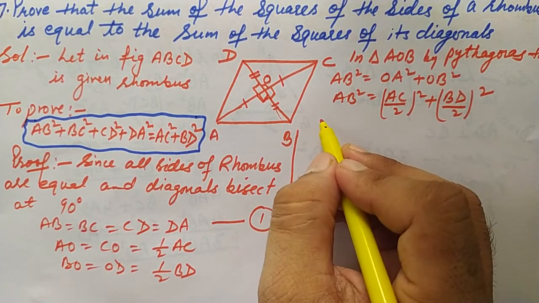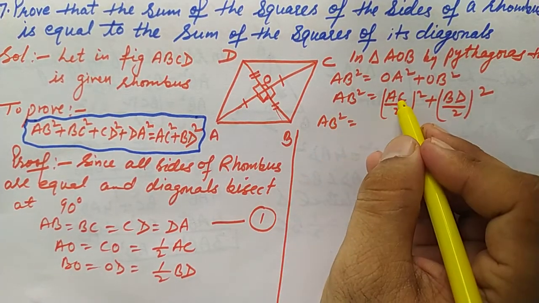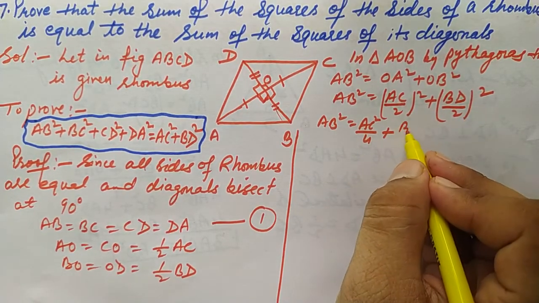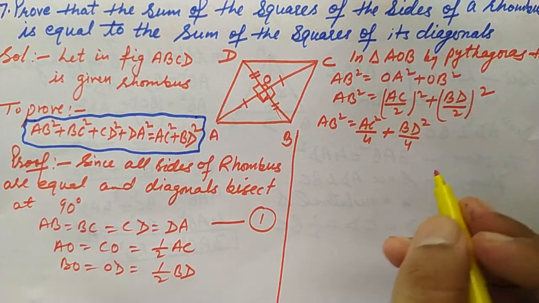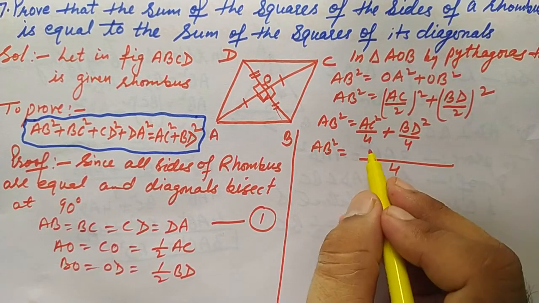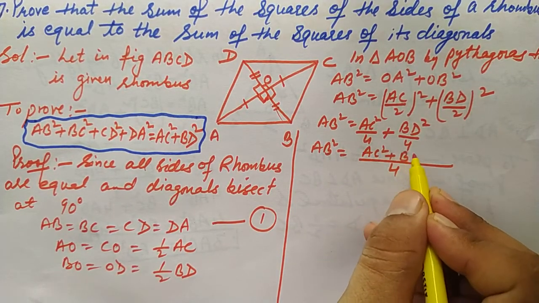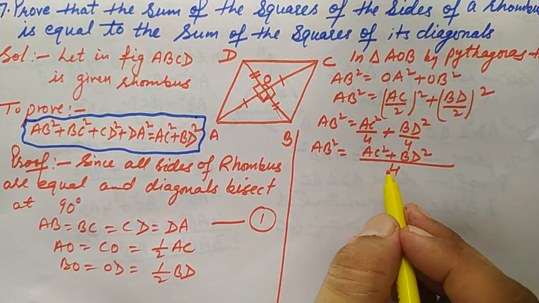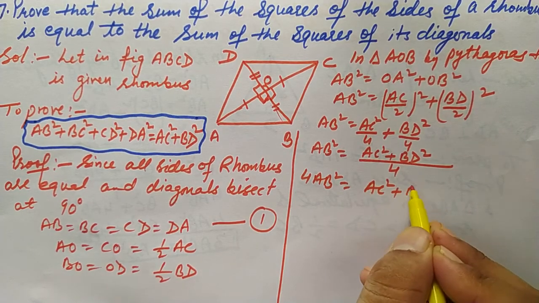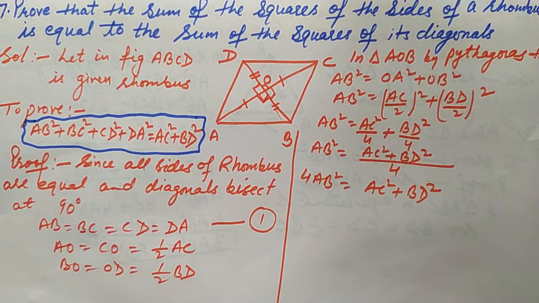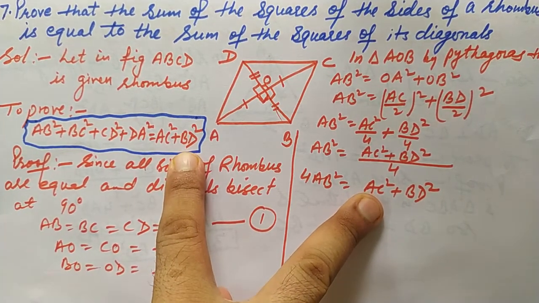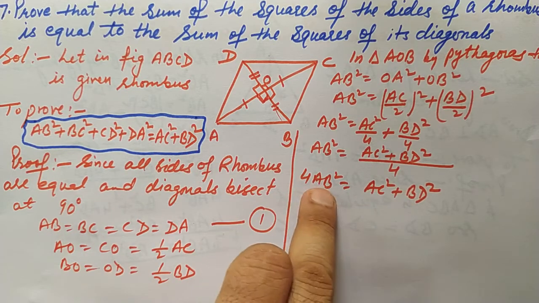See what is there. Now AB square is equal to, (AC over 2) square is AC square over 4, and (BD over 2) square means BD square over 4, right? Take LCM now, and LCM is 4 only here. So what is left? AC square plus BD square. Now you can cross multiply, 4 will come here. So 4AB square is equal to AC square plus BD square. And we have got the right hand side of what we have to prove. See here, left hand side has come, same thing, 4AB square.